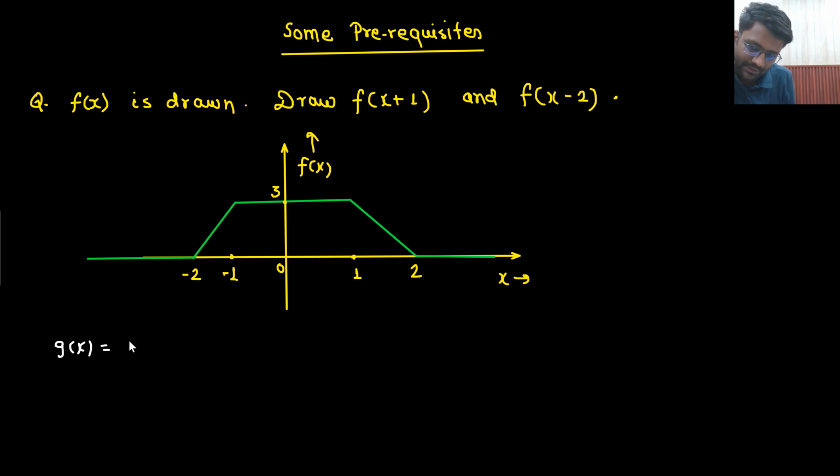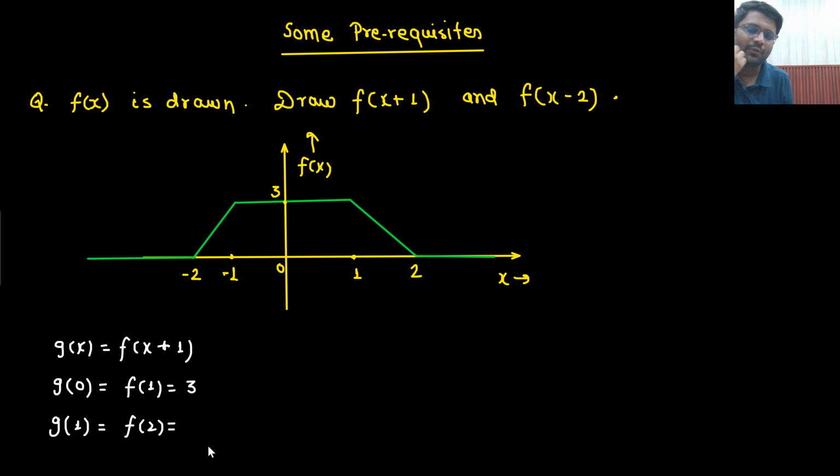Let's think about f(x+1). Let's assume f(x+1) is g(x). Can you tell me what the value of g(0) will be? g(0) will be nothing but f(1), that will be 3. Can you tell me the value of g(1)? g(1) will be nothing but f(2), which is 0.